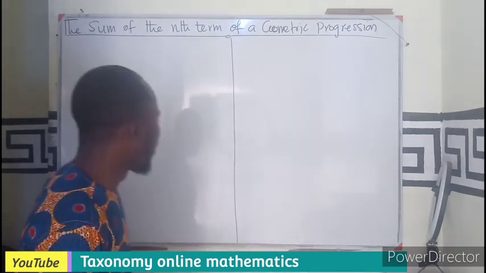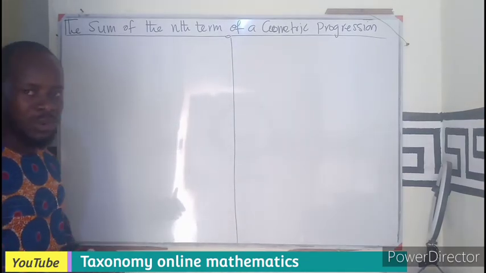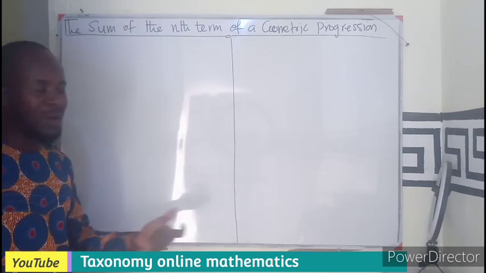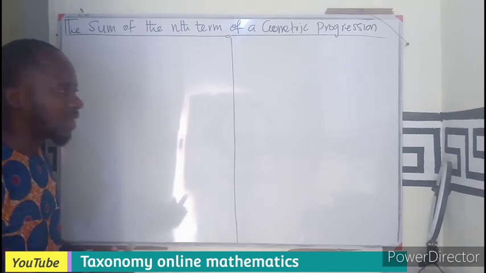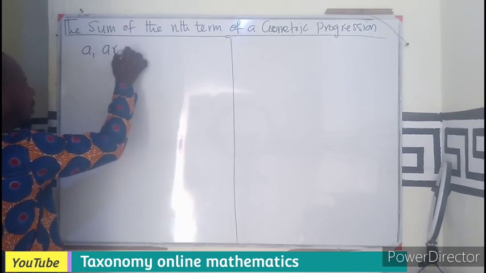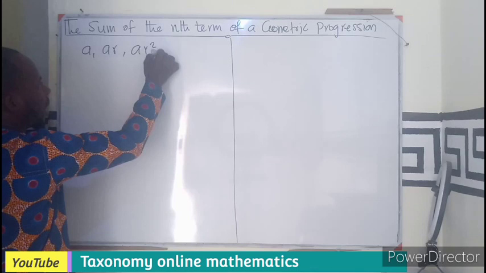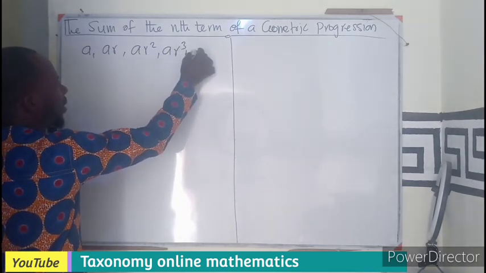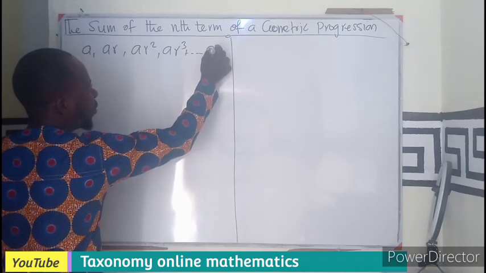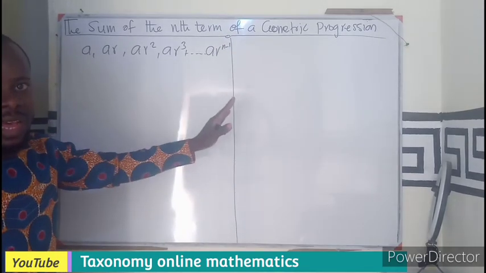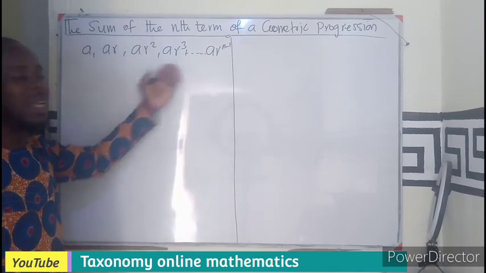We already know that if you have a geometric progression with first term a and common ratio r, we can generate the sequence to be a, ar, ar squared, ar to the power 3, and this can continue to have the last term to be ar^(n-1). This is a sequence.